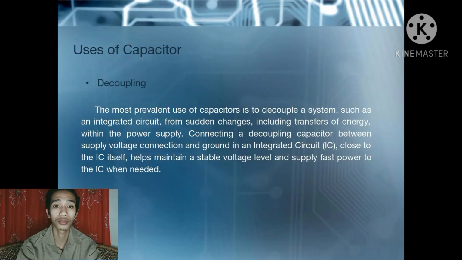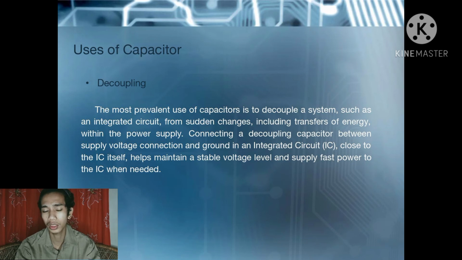Next one would be the uses of capacitor. So first one would be decoupling. So what is decoupling? The most prevalent use of a capacitor is to decouple a system. So that means decoupling is one of the most prevalent uses of a capacitor. The most prevalent use of capacitor is to decouple a system, such as an integrated circuit, from such changes including transfer of energy within the power supply.